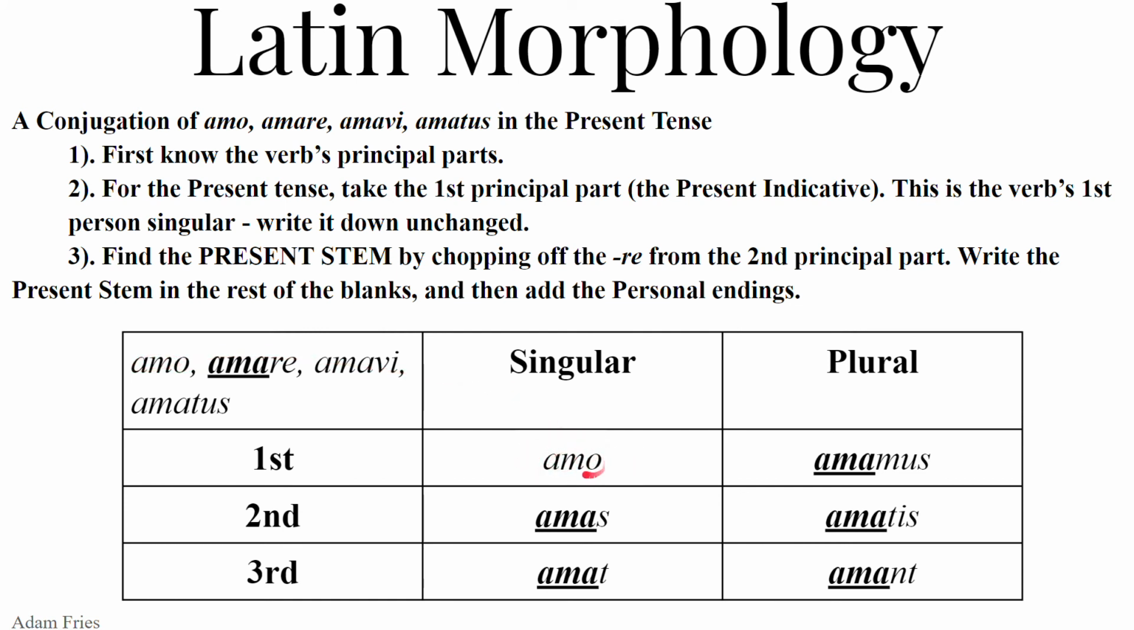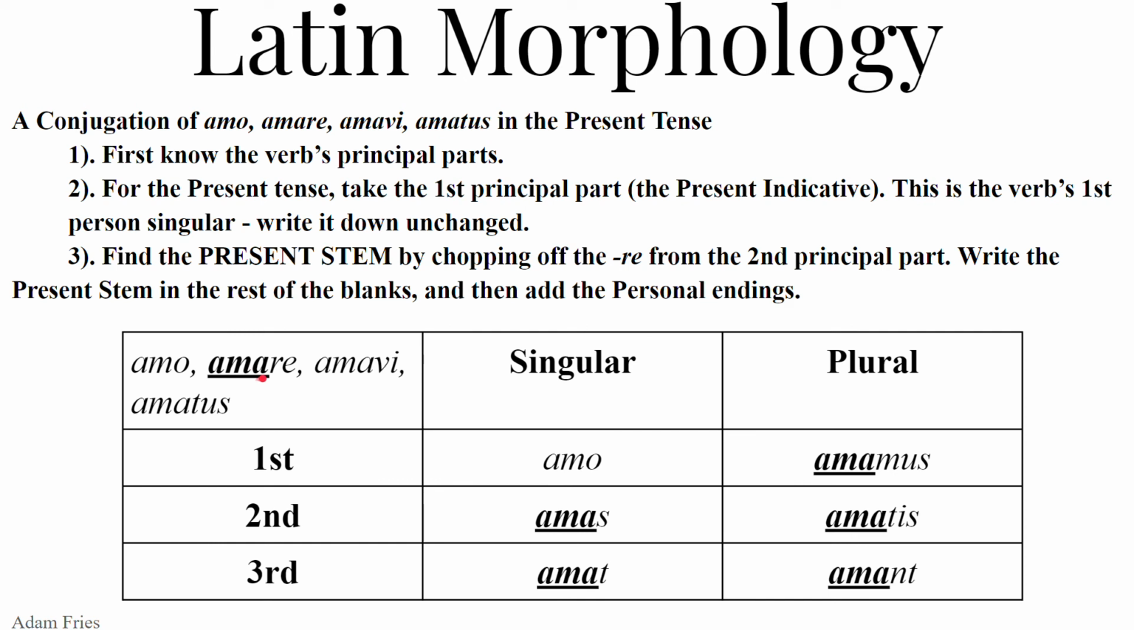Notice the O personal ending. That tells you that I, first person singular, I am doing the action. I love, amo. For the rest of the forms, you find the verb's present stem. Go to the second principal part and chop off the RE. What's left? Ama. That is the verb's present stem.